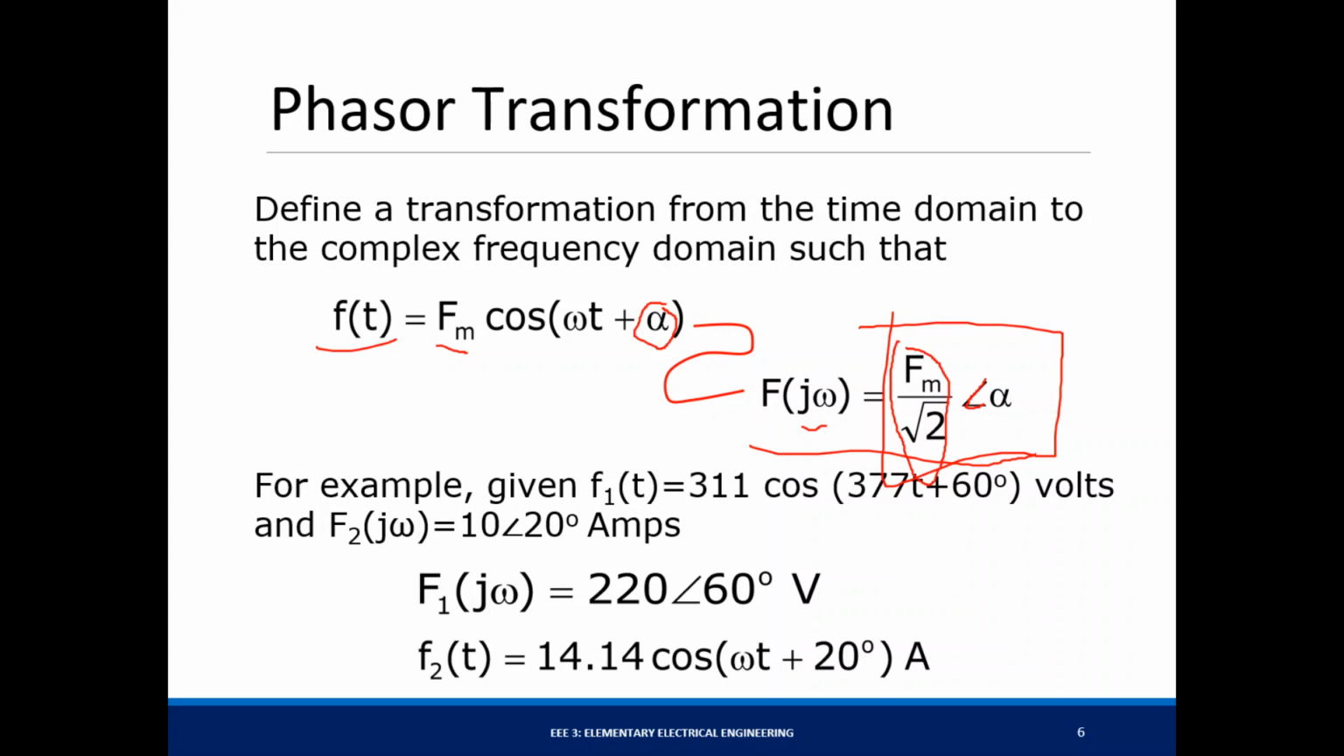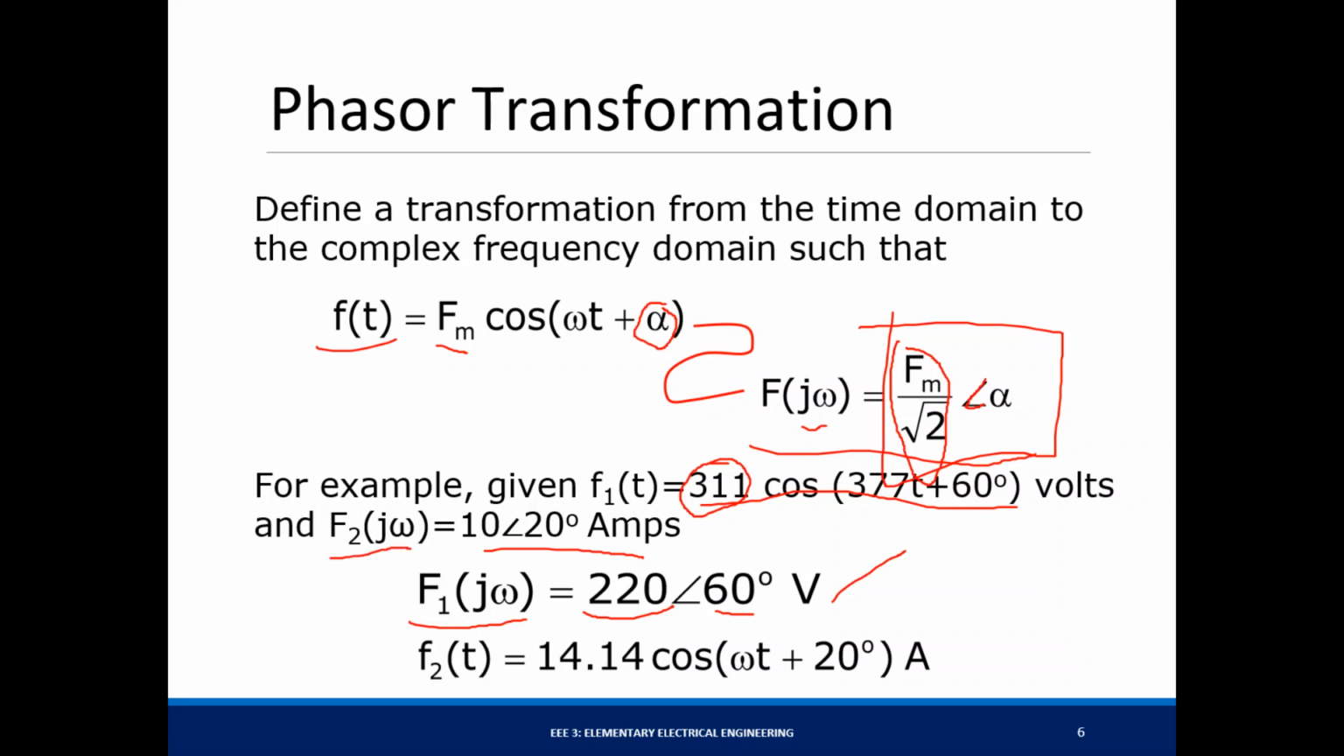So for example, given f1 of t is this, and f2 of j omega is this, we can write f1 of j omega by getting the 311 divided by square root of 2, which is the RMS value, angle 60 degrees right here. This is the phasor form of the f1 of t function.